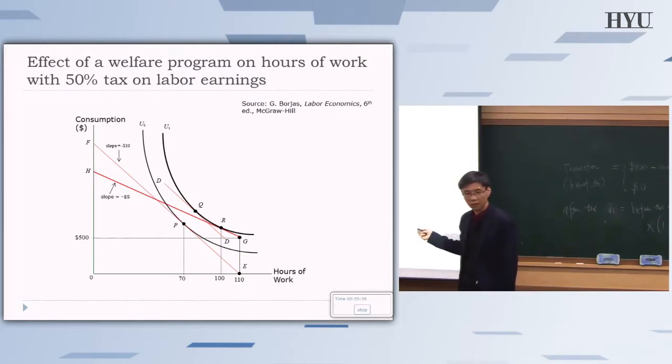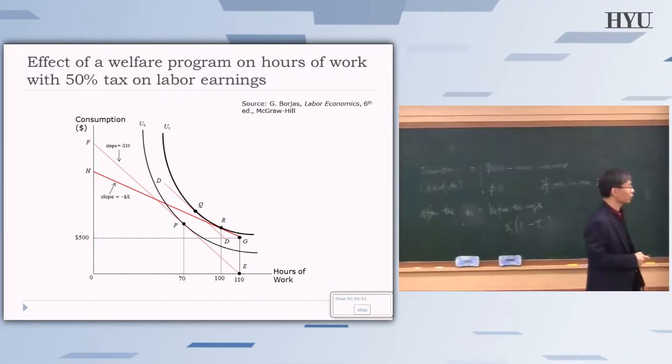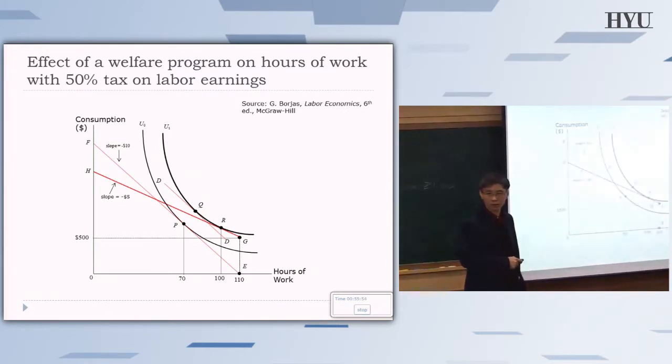So where does the income effect come from? Basically, with welfare, this person's income is going to be higher. It cannot be lower. So that's the source of income effect. Q to R, what effect? Substitution effect. Work more or work less? Work less, right? Because hours of leisure increase. Moving to the right, work less. Moving to the left, work more. Okay, Q to R, work less.